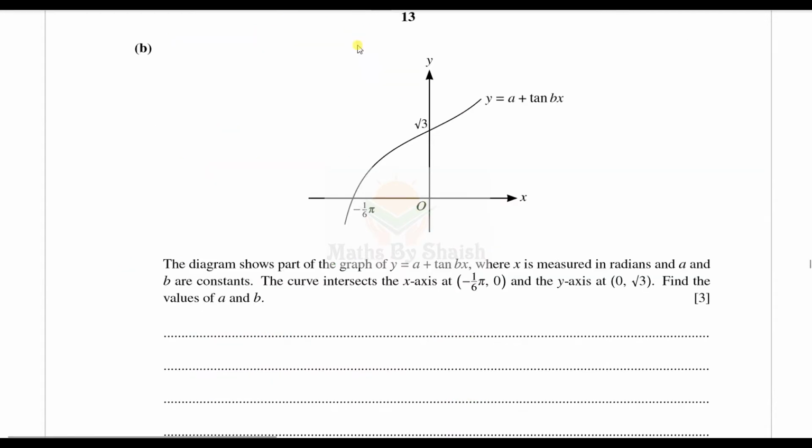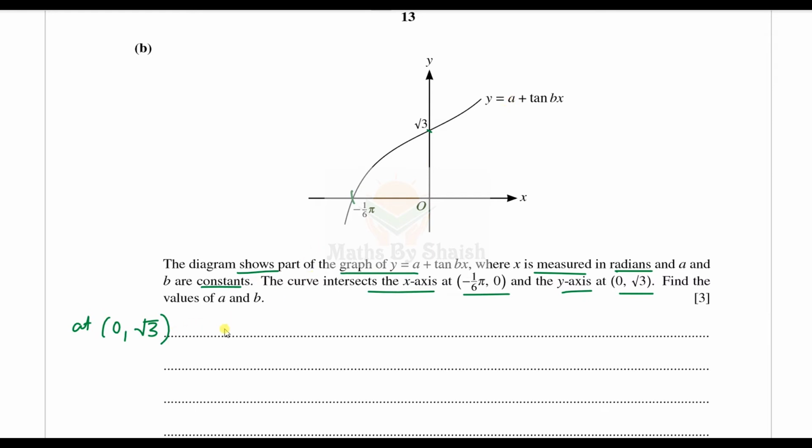Part B of 7th question. The diagram shows part of the graph y is equal to a plus tan bx, where x is measured in radians and a and b are constants. The curve intersects the x-axis at this point and the y-axis at this point. Find the values of a and b. So since this curve is passing through these 2 points, it will satisfy these points, and hence at 0 comma root 3 we could have started with this also, but I'll start from here because I can see this is going to be 0, so I'll directly get the value of a.